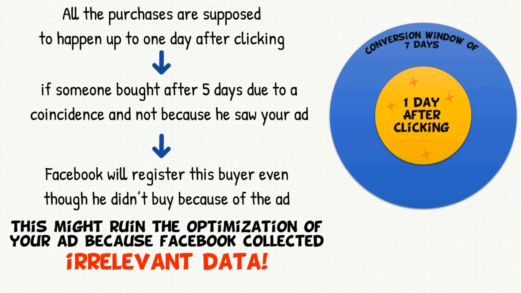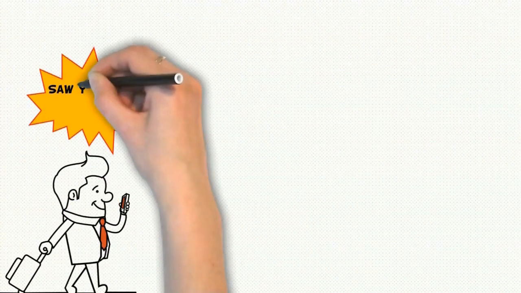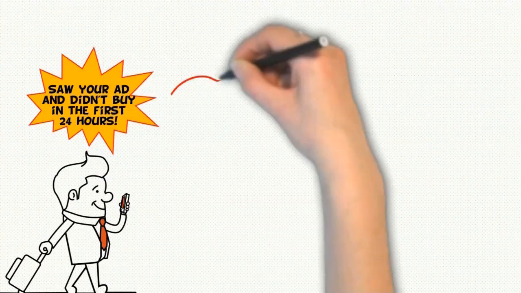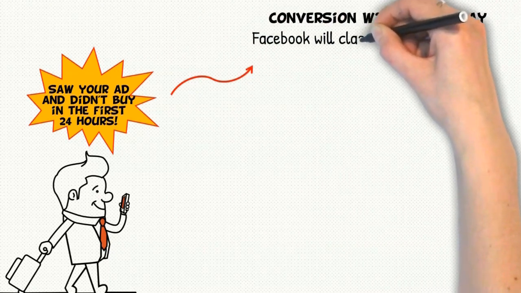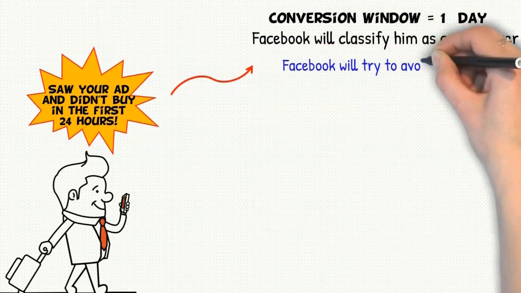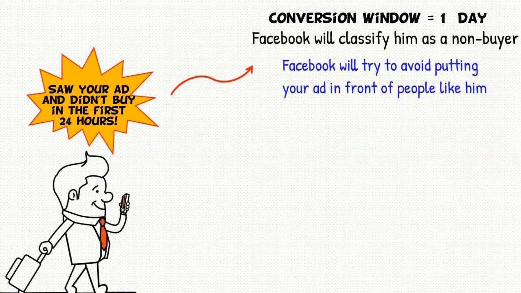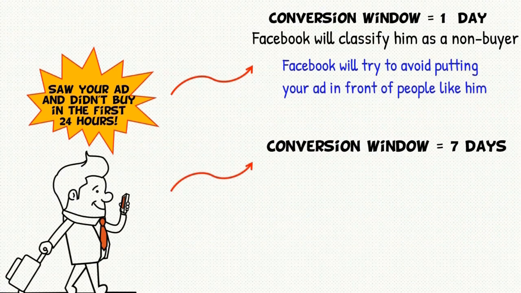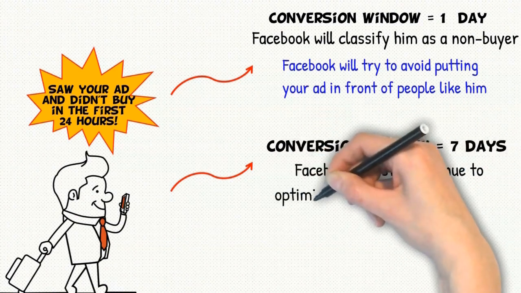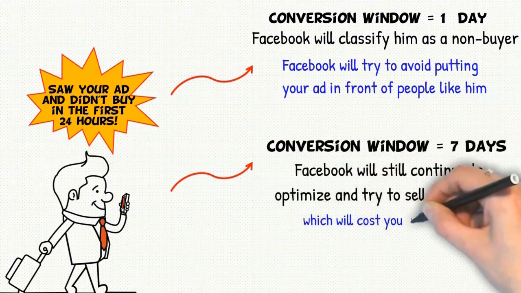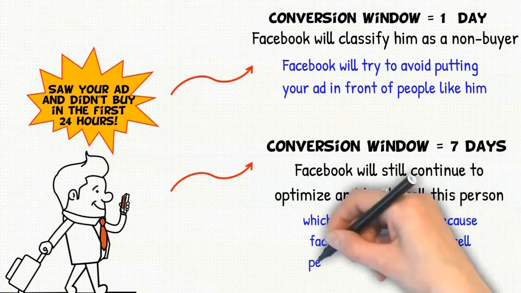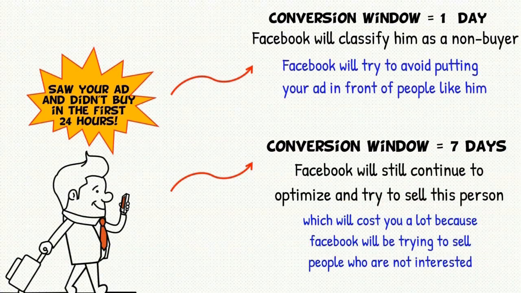Besides, if someone saw your ad and didn't buy in the first 24 hours after clicking, then Facebook will classify him as a non-buyer, and Facebook will try to avoid putting your ad in front of people like him. But if you choose a 7-day conversion window while expecting the majority of your sales to happen on the first day, then if someone clicked on the ad and didn't buy, Facebook will still continue to optimize and try to sell to this person, which will cost you a lot because Facebook will be trying to sell to people who are not interested. So let me sum up everything.